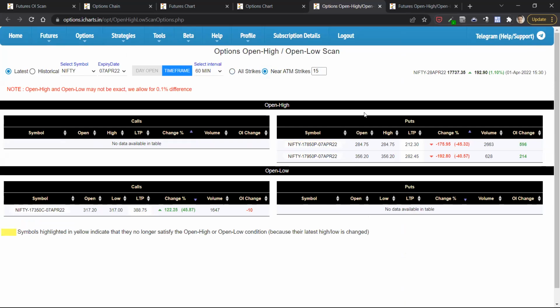Shrikant, one thing. When you did near ATM strike, why for 1 hour, why is it not showing any open high? Because for day open, it was showing, right? Yeah, because this will show you only for the current 60-minute candle's open high. And day open will show day open onwards.